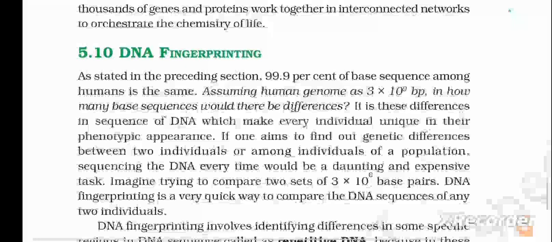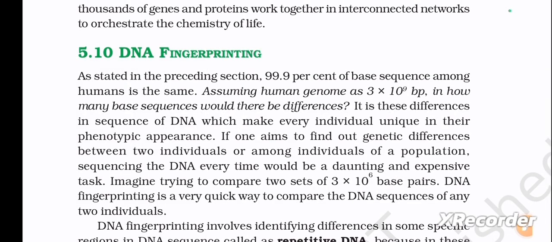Next is 5.10 DNA fingerprinting. As stated in the preceding sections, 99.9% of base sequencing among humans is the same. Assuming human genome as 3 × 10^9 base pairs, in how many base sequences would there be differences? It is these differences in sequence of DNA which make every individual unique in their phenotypic appearance.